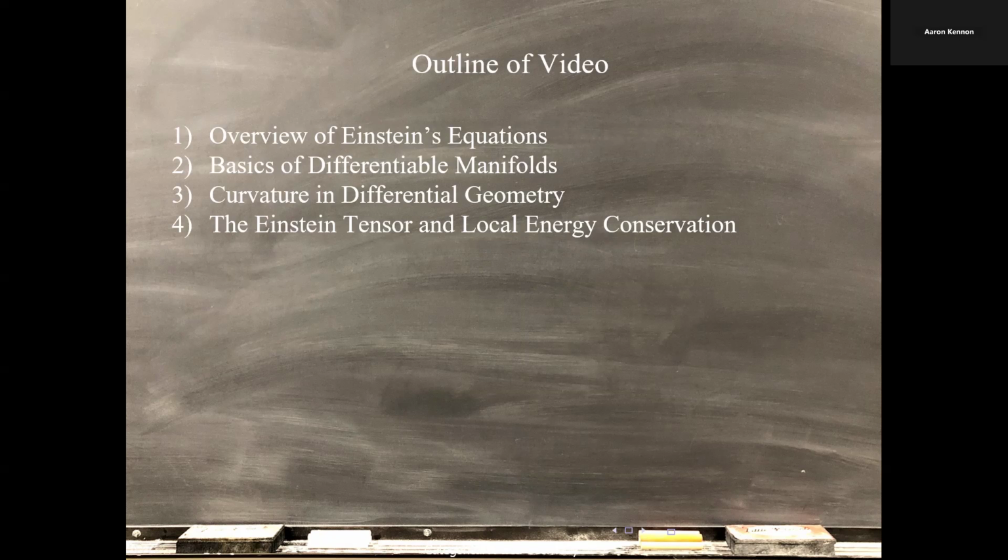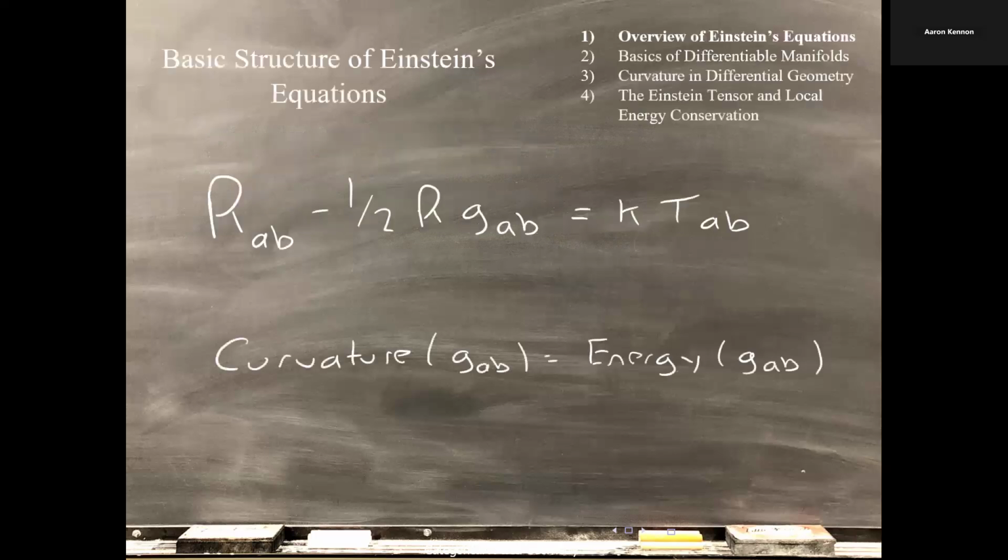These are set on a particular space. The formal definition of this is a differentiable manifold, so we'll go through this at a very heuristic level. On this differentiable manifold, we'll be able to do geometry. So I'll talk about an overview of how curvature works in differential geometry more generally, and then we'll circle back to the Einstein's field equations, where I'll discuss the particular combination of curvature terms which enter there, as well as the relationship to local energy conservation in general relativity.